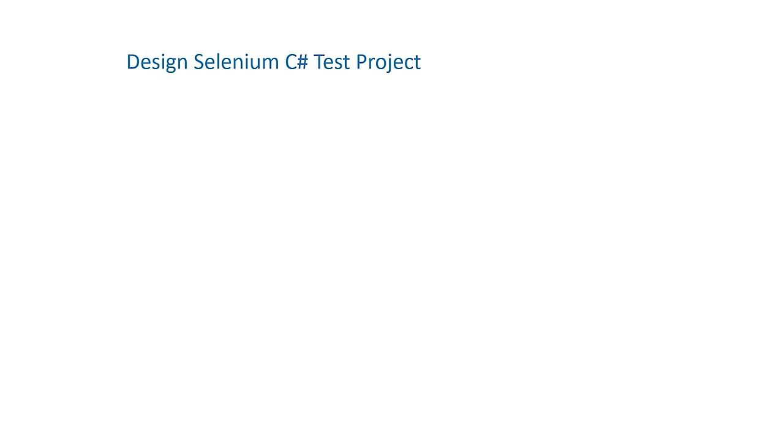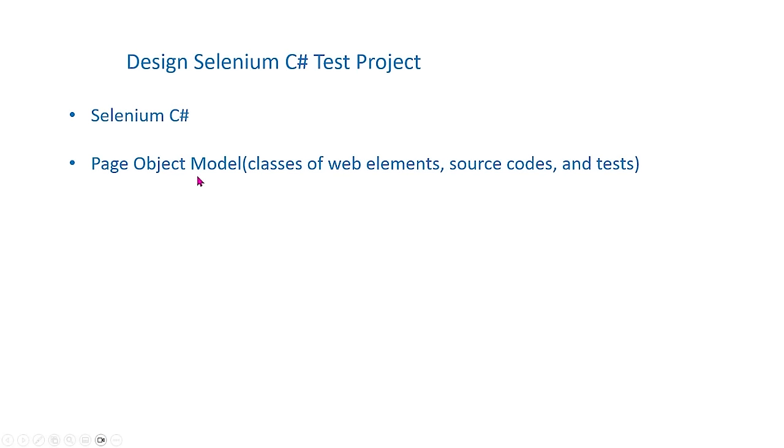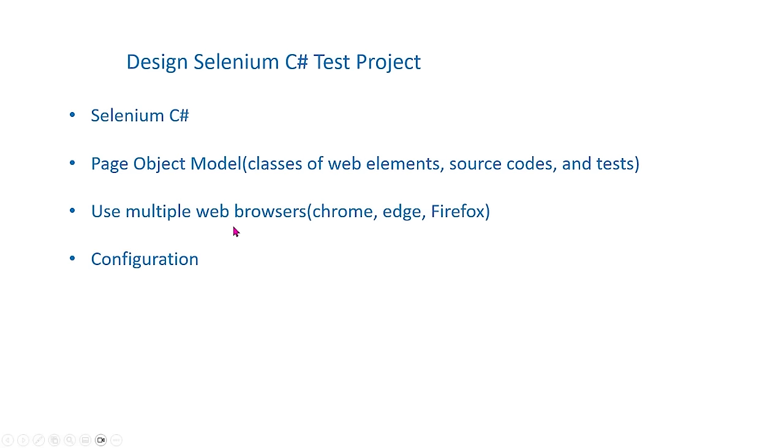Okay. So finally, I'm going to show you the different components of the project that we're going to build today. First, we're going to use Selenium in C#. Next, we're going to use page object models, which are basically classes of web elements, source codes, and tests. Next, we're going to make it compatible with multiple web browsers such as Chrome, Edge, and Firefox. And then we're going to have configurations in our project. By configurations I mean, for example, URLs, usernames and passwords, so that every time we run the project, these parts are separated from the overall project. And it can remember the configuration we set, so each time we're testing our web pages, it'll sign in automatically, and so on.